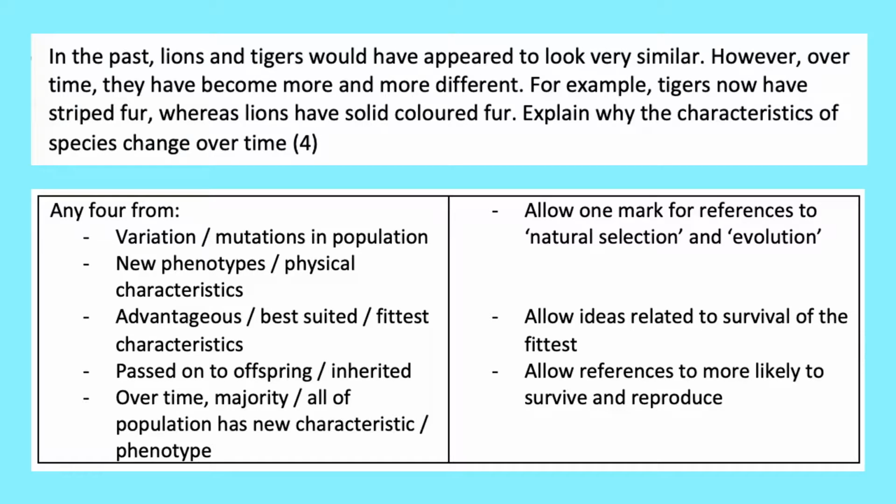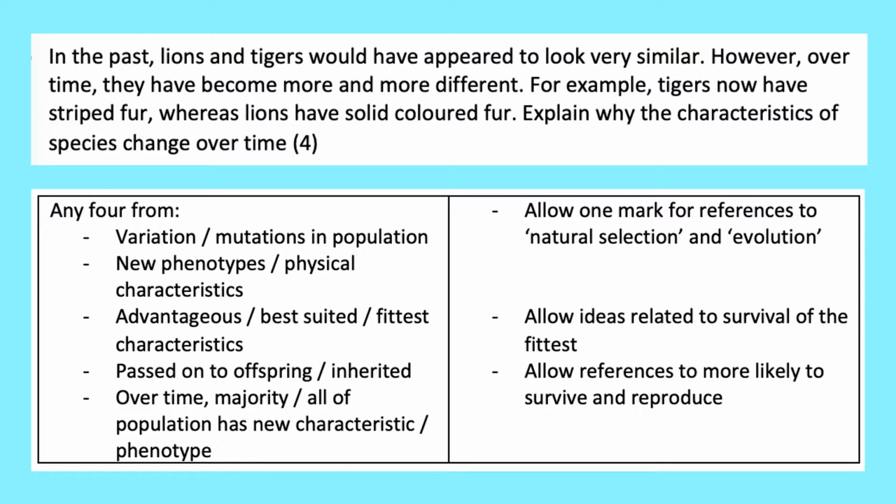The offspring will inherit these advantageous characteristics, and then too will be more likely to survive and reproduce. They will survive because survival of the fittest. Over time, because the fittest members of the population keep reproducing and those that are less fit will not reproduce as often, the majority of the population will have this new characteristic or phenotype.